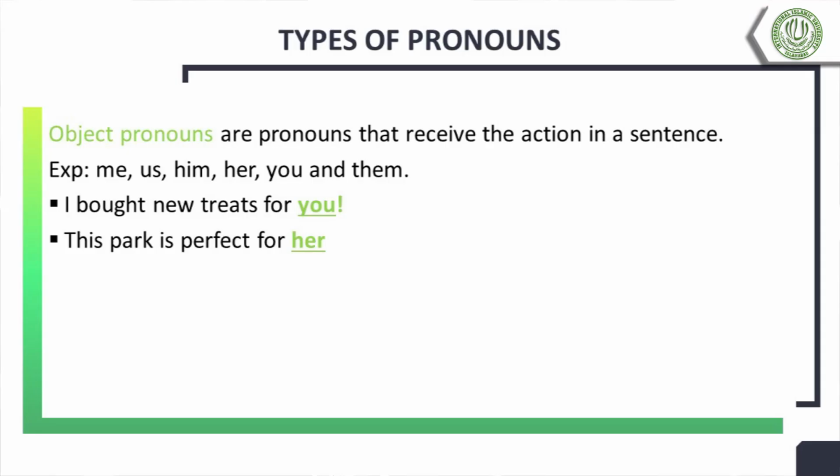Object pronouns are pronouns that receive the action in a sentence. Me, us, him are object pronouns. For example, I bought new trousers for you. Here, you is an object pronoun.